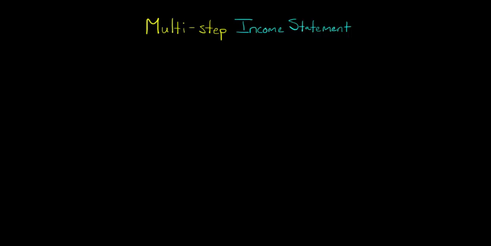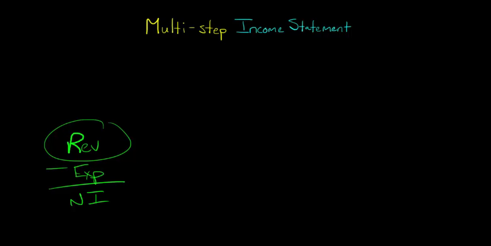In our last video, we talked about how to put together a single-step income statement. Basically, we took all our revenues and subtracted all our expenses, and that gave us our net income. But the problem was that we just laundry listed all our revenues and expenses, and we didn't break them into different categories, which might be informative about which types of expenses are likely to recur in future periods, right?